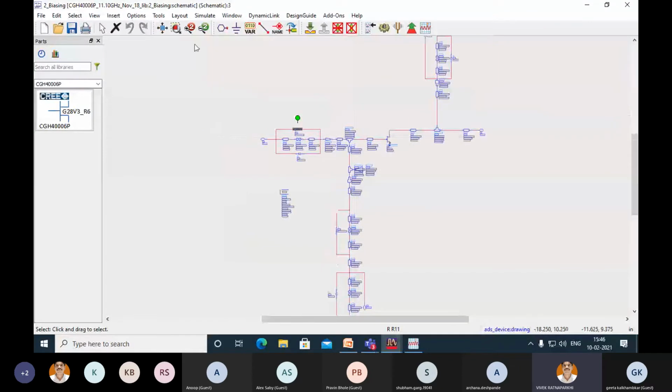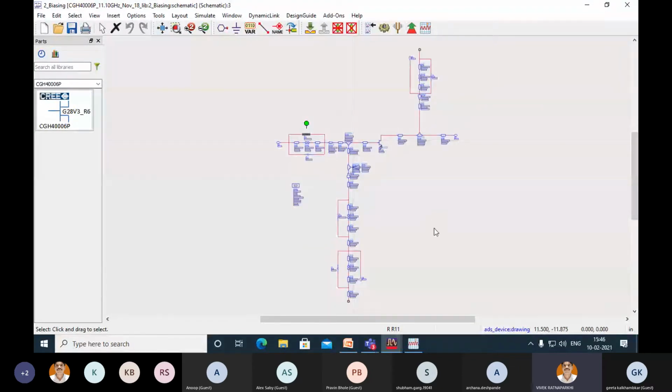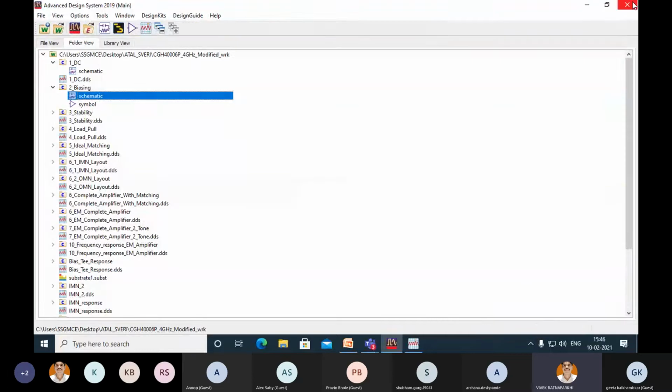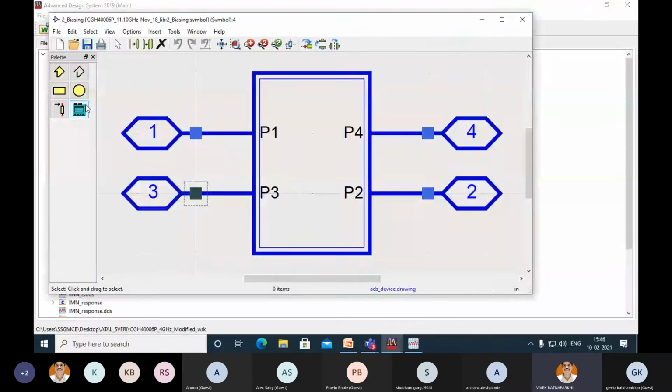As you can see, biasing is a very challenging task, and once you have done the biasing, now your circuit is ready. You can generate a symbol, which I have generated. I have created 4 ports: port 1, port 2, input, output, gate and drain port.